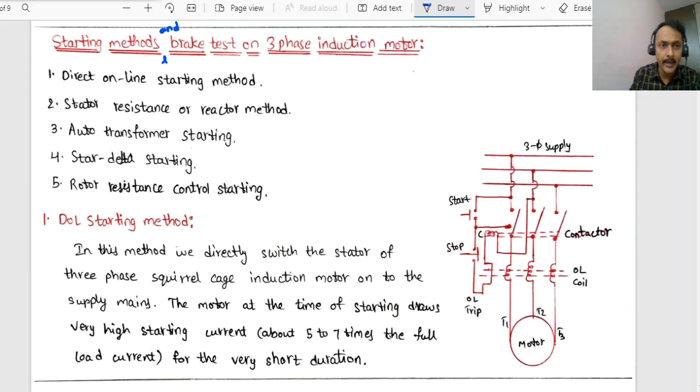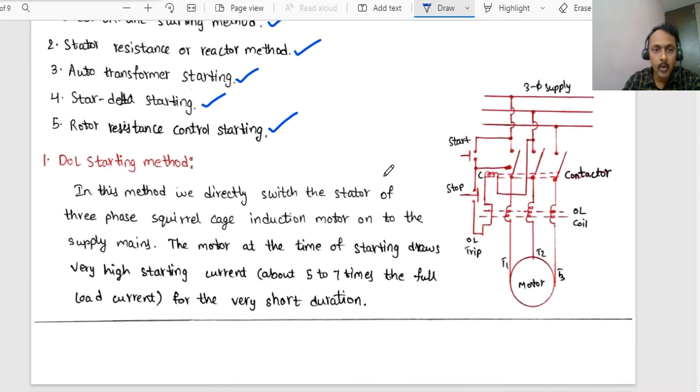We have the direct online starting method, stator resistance or reactor method, auto transformer starting method, star delta starting method, and rotor resistance control starting method. So these are the 5 different methods of starting we have. I repeat again. First one is the DOL starting method, stator resistance or reactor method, auto transformer starting method, star delta starting method, rotor resistance control starting method.